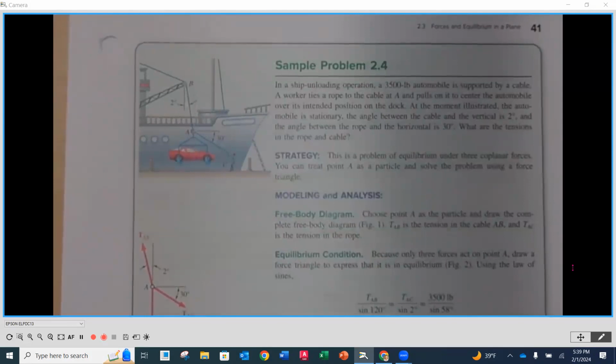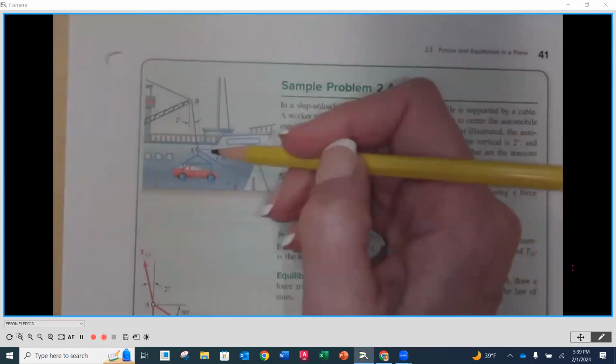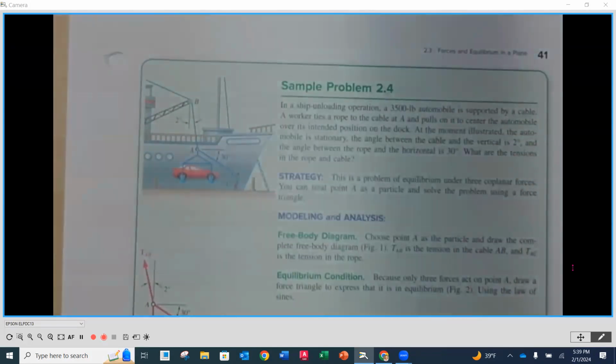Let me get out a straight edge here. Oh, here it is. Got it. I'm going to start by drawing my X and Y axis, and it's going to be going through the center of point A. I'm picking point A because point A is the point at which everything is coming together.